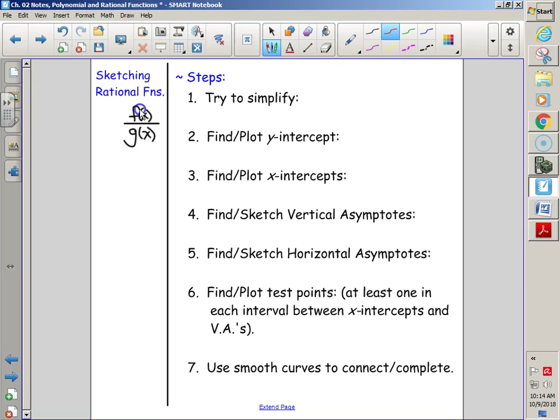Try to simplify. What do I mean? This is all review. Try to simplify: factor and reduce out the holes. Simplify. Factor and reduce out the holes. And as you do, state your domain.